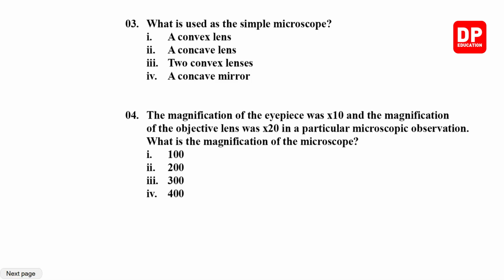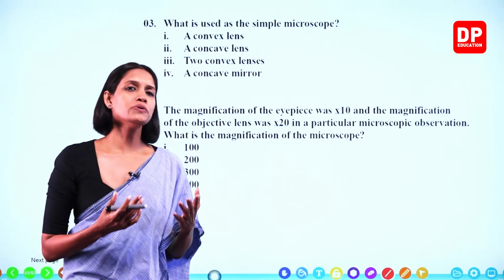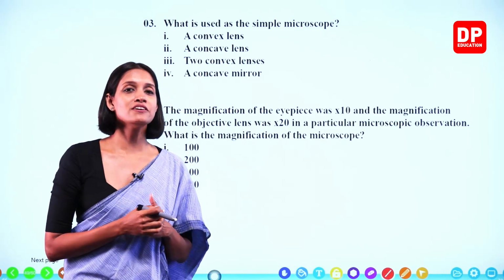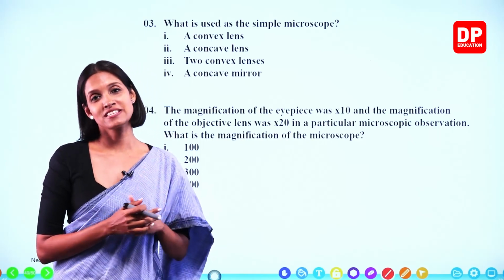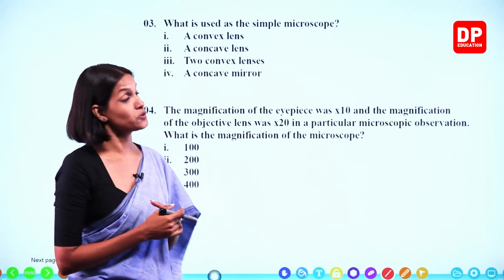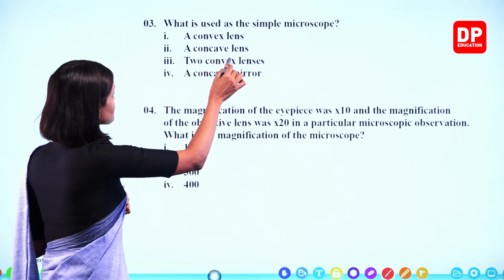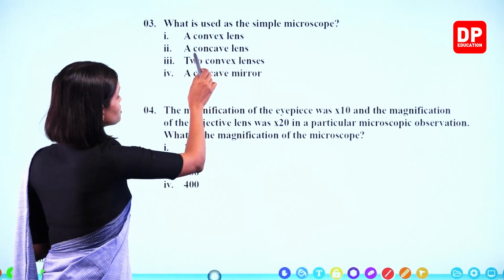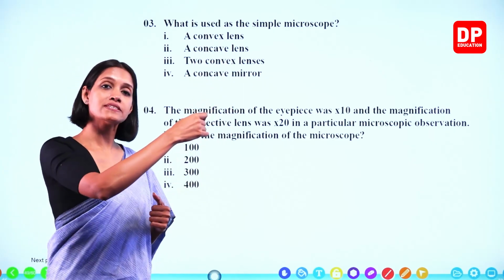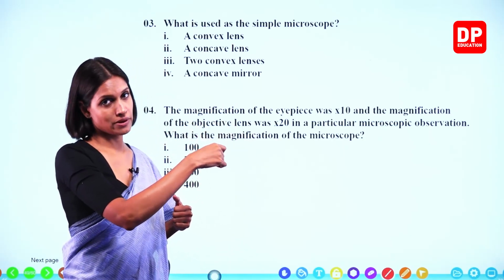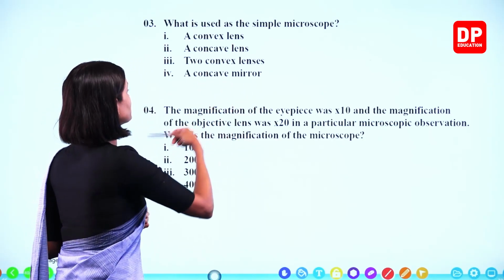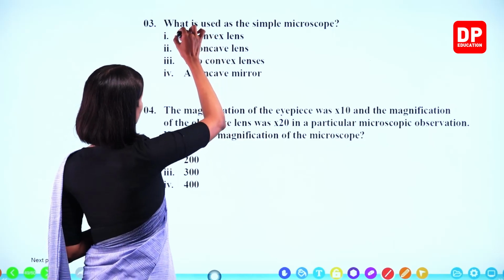What is used as a simple microscope? What do we use as a simple microscope, children? We use only one convex lens or magnifying glass. Okay? A convex lens, a concave lens, 2 convex lenses. We use 2 convex lenses in the compound light microscope. Okay? A concave mirror. The answer is convex lens.